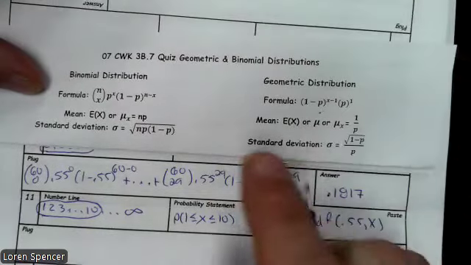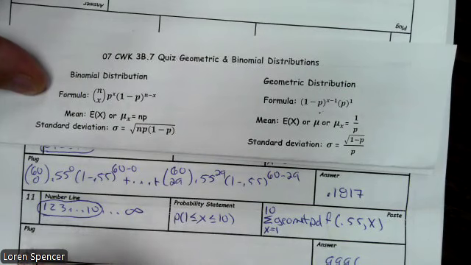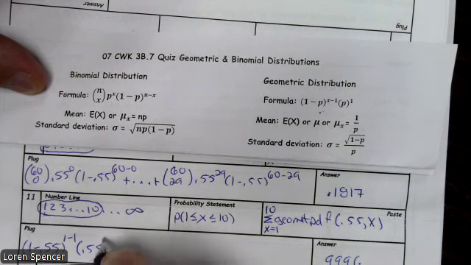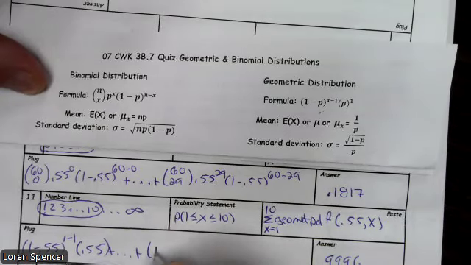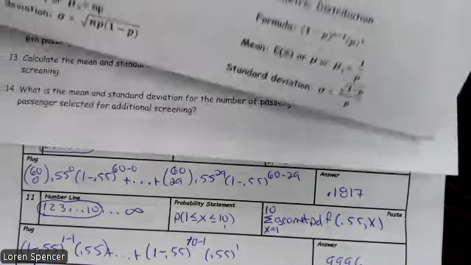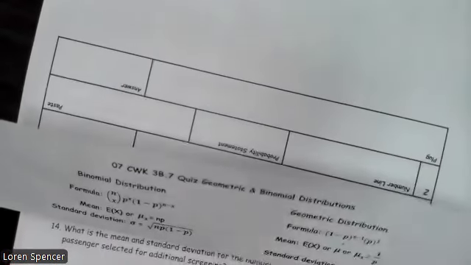Showing our work being a geometric, it's going to be our low value, which happened to be 1, 1 minus 0.55 to the x minus 1, so 1 minus 1 times 0.55 plus dot, dot, dot, plus 1 minus 0.55 to the 10 minus 1, because that was our highest value, times 0.55 to the first. All right. So moving on to number 12.